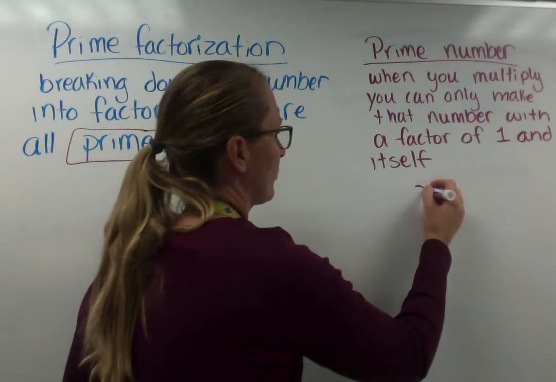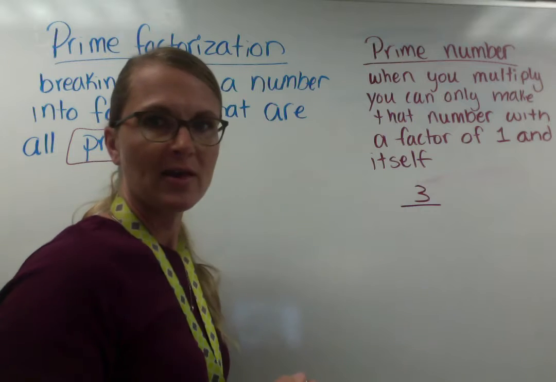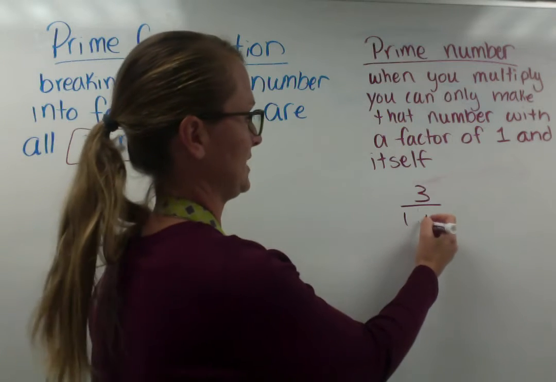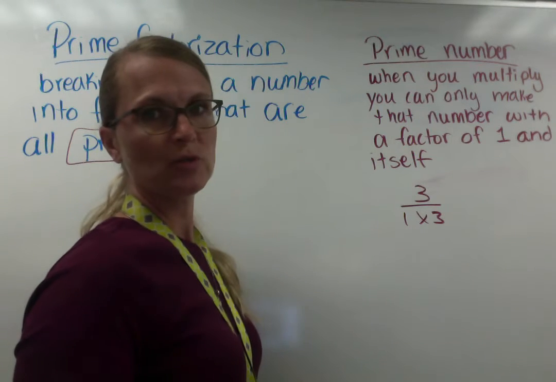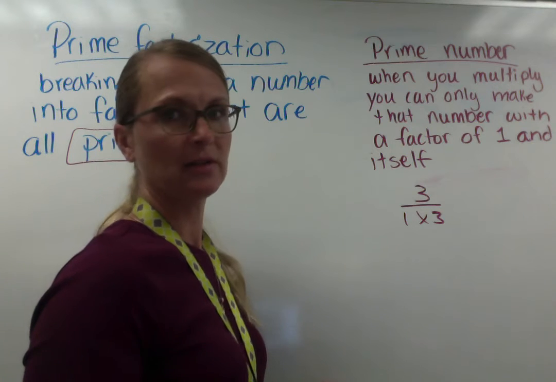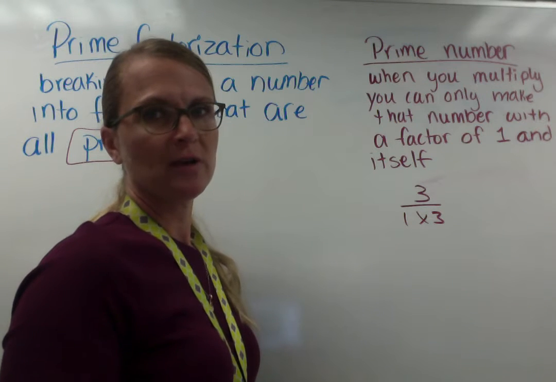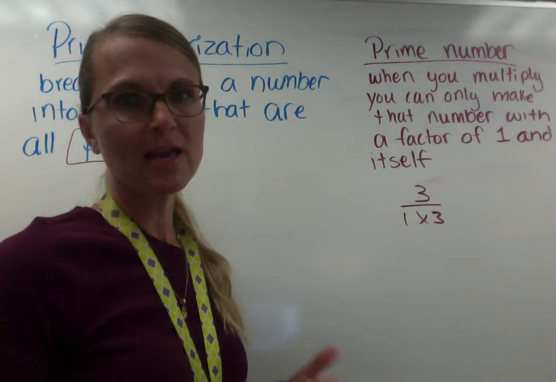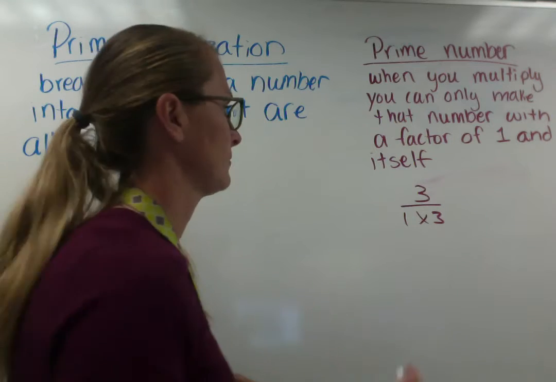However, a number like 3, what are all the ways I can make 3? 1 times 3. 2 times anything? Nah. 3 times anything? I already have 1 times 3. 4 times anything? No, it's already too big. The only way I can make 3 is 1 times 3. So 3 is a prime number. Okay?